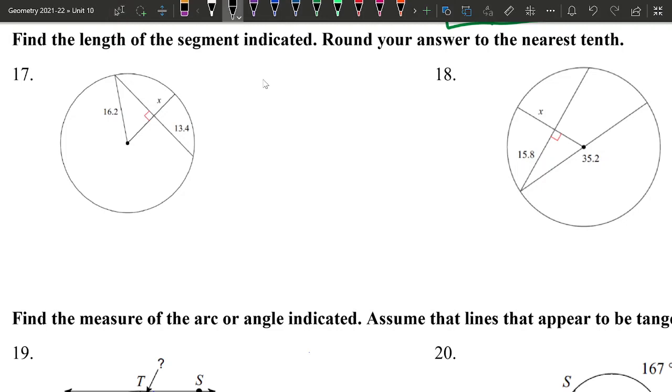So we do have a chord. It's just a segment from one part of the circle to the other. So this segment is a chord. And the radius is a perpendicular bisector of a chord. So that means both parts of the chord are equal to each other. So I guess I'll call it the lower right side. If that's 13.4, then the other one is also 13.4.